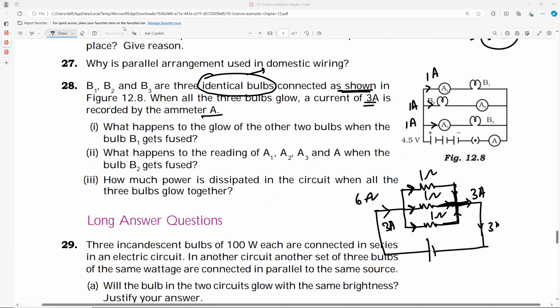Okay, so here you need to understand that if we have 3 ampere current, and if this B1 bulb gets fused, then no current will go through this one. So let it be. The potential difference will be same now. Let me explain to you there on the sheet. Okay, just a minute.